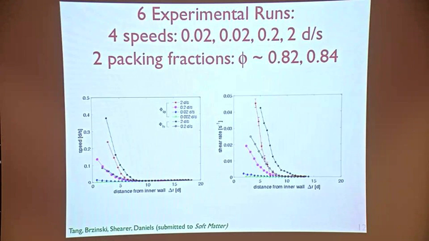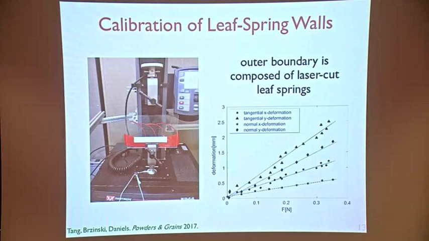We need to calibrate our walls. Okay, so I told you we have these lovely leaf springs, but we need to know how to convert their positions into actual stresses. So we put it in an Instron, and we poke it by different amounts, normally and tangentially, and we chart out, as a function of the force from the Instron, how much it deformed. Again, a few millimeters.